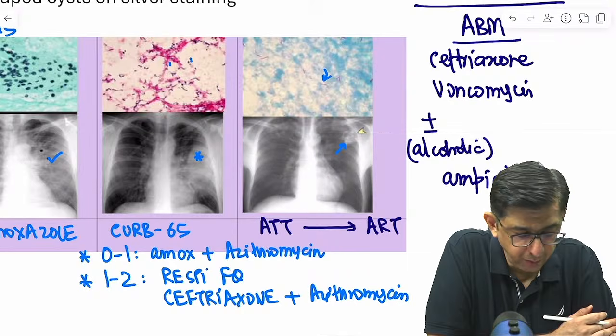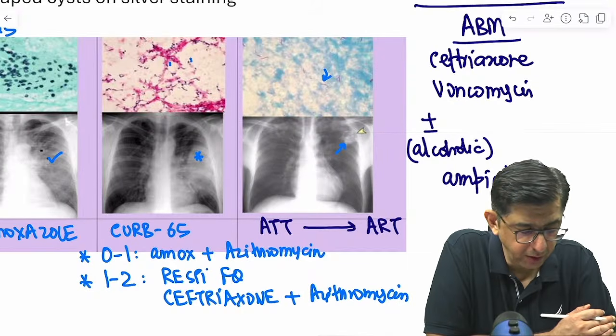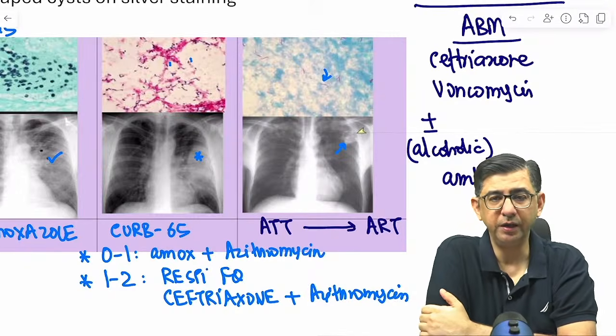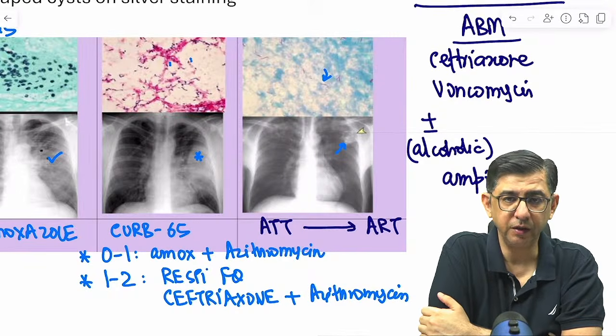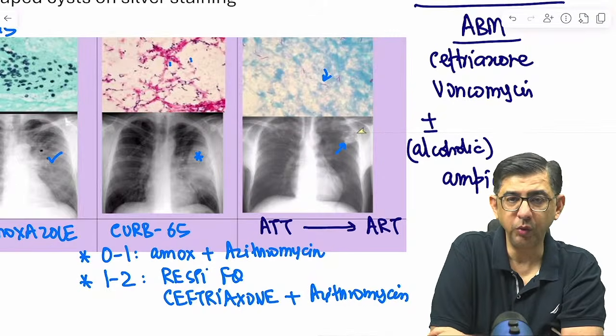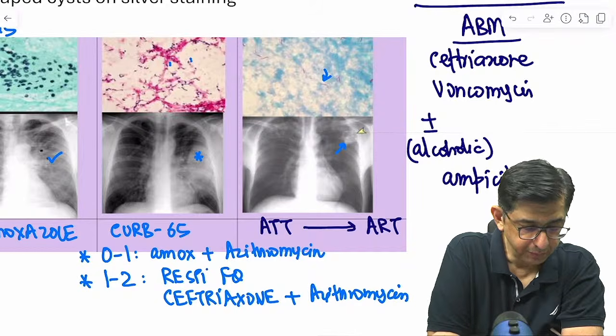CD4 cutoff for prophylaxis is 200 only, and for something like cryptococcus it is more than 100. Okay ji. Yeah, till the CD4 count is more than 200 for at least more than 3 months, no?